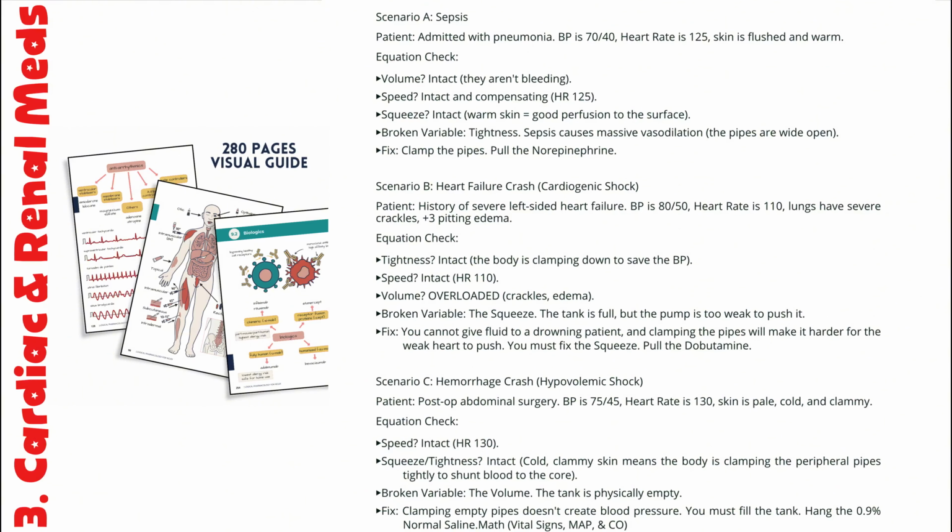And a post-op patient in hemorrhagic shock. Blood pressure 75/45, skin cold, pale, and clammy. The pipes are already clamped as tight as they'll go, trying to protect the core. The tank itself is empty. Fix, fill it with normal saline.